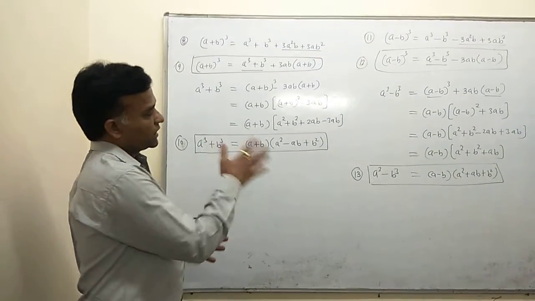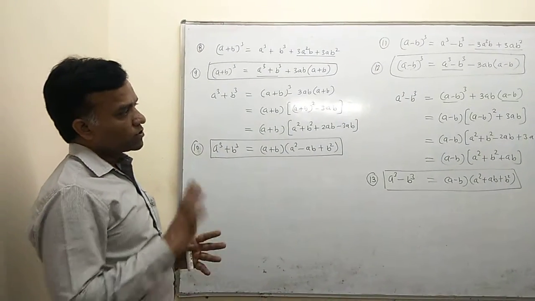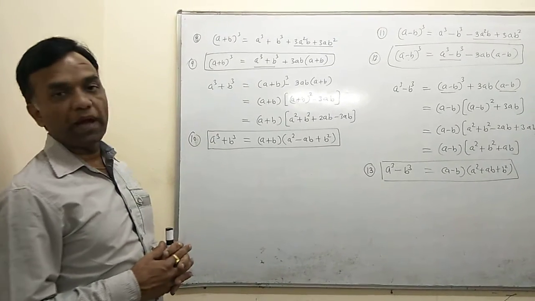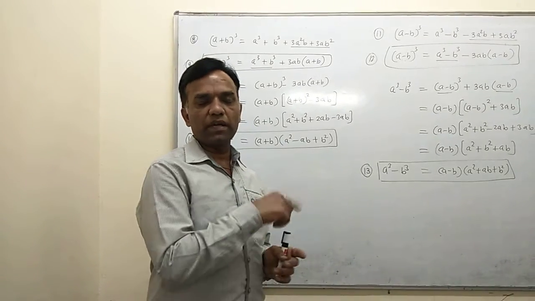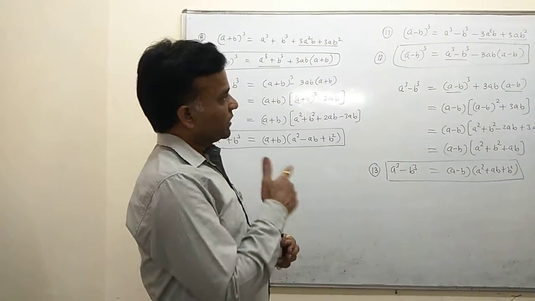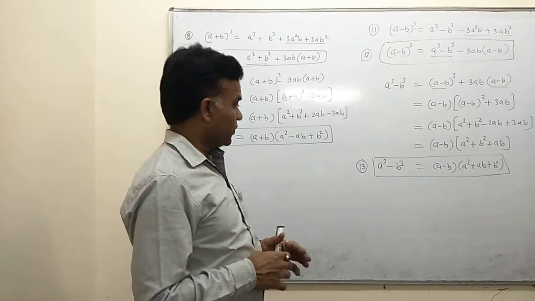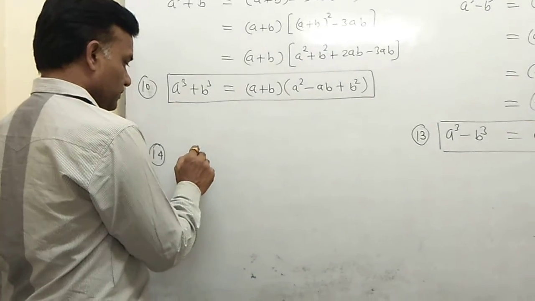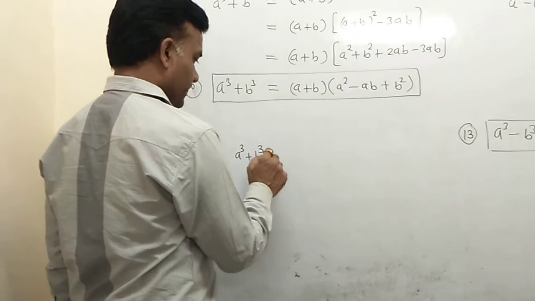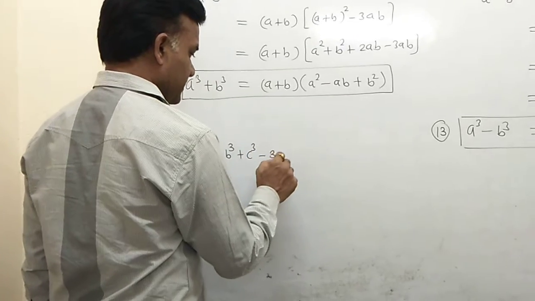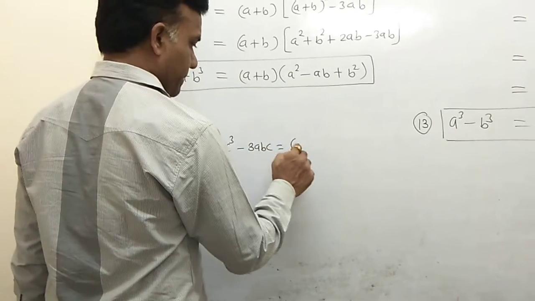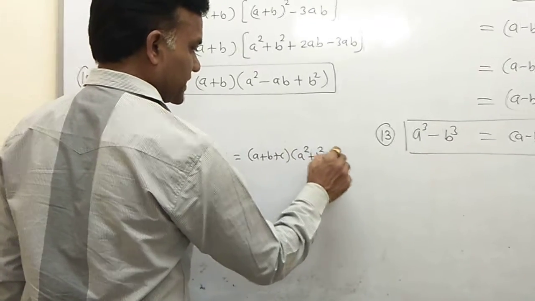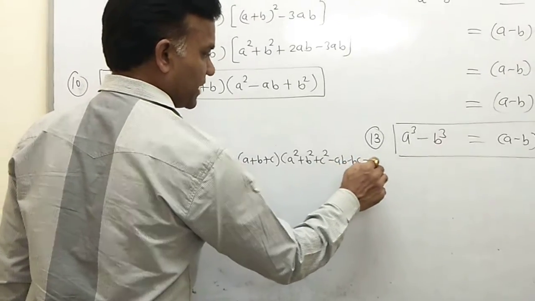Now all these formulas are related with the whole cube. One more formula is related with the whole cube, like the trinomial, because these two are related with the binomial, in which we discuss that two terms are given and then we take the whole cube, with plus sign and with minus sign. Suppose in trinomial we have, like 14, a³ + b³ + c³ − 3abc, which is (a + b + c)(a² + b² + c² − ab − bc − ca).